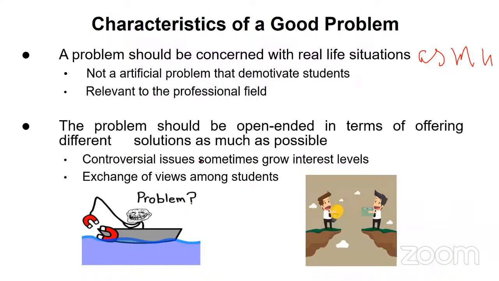So some controversial issues sometimes raise interest levels. Suppose you are designing a problem and intentionally you add, say, Maradona or Messi or Sachin to the problem. In some way you connect it. So in this case, these things will energize the students to get into the problem. And obviously, exchange of views among the students.